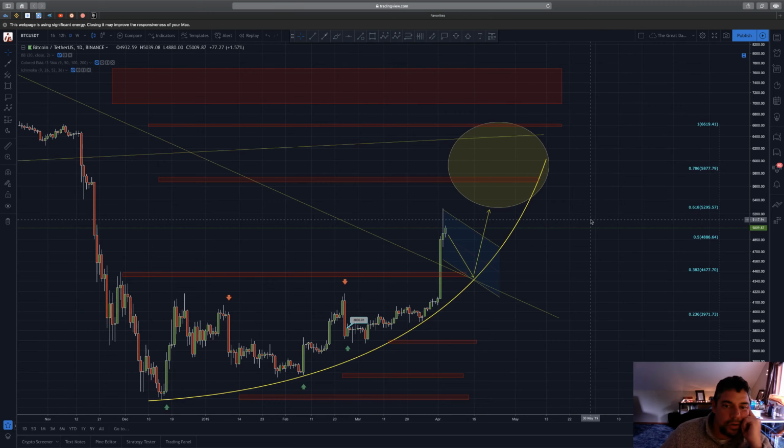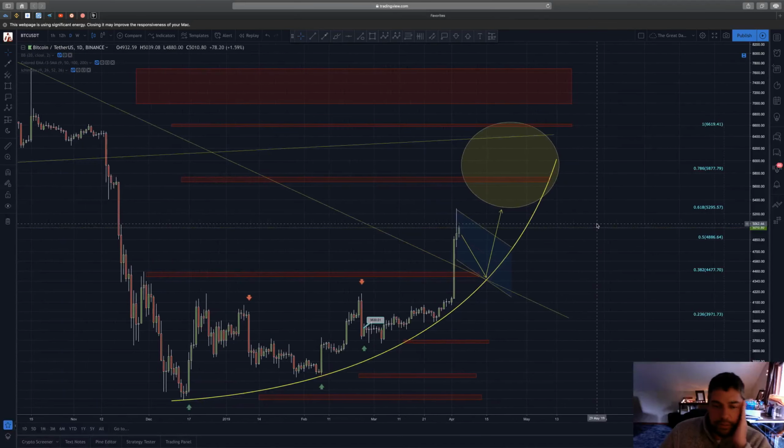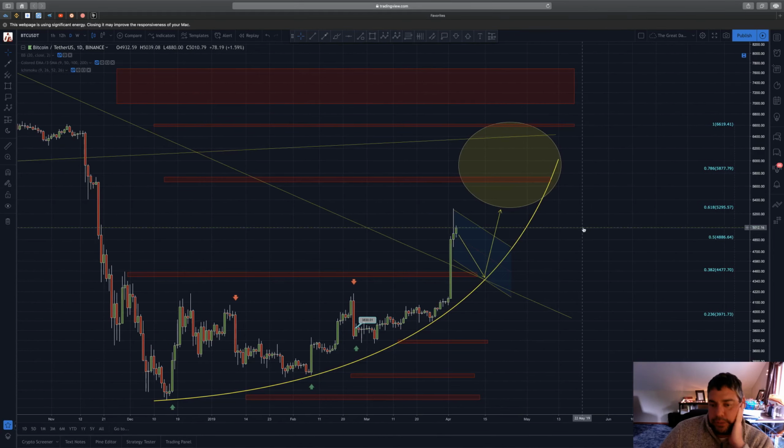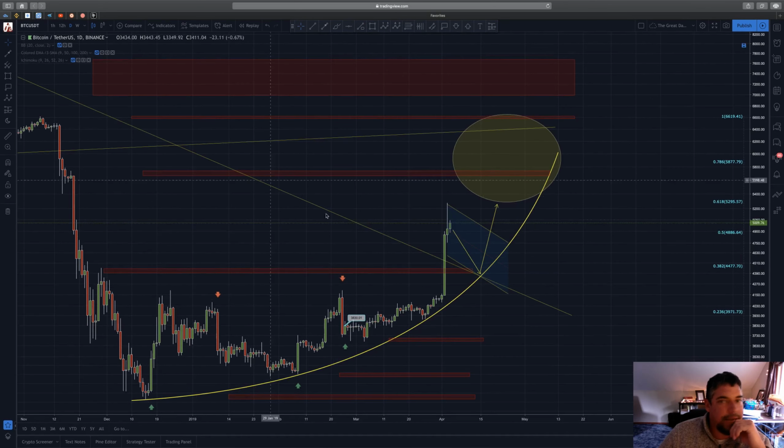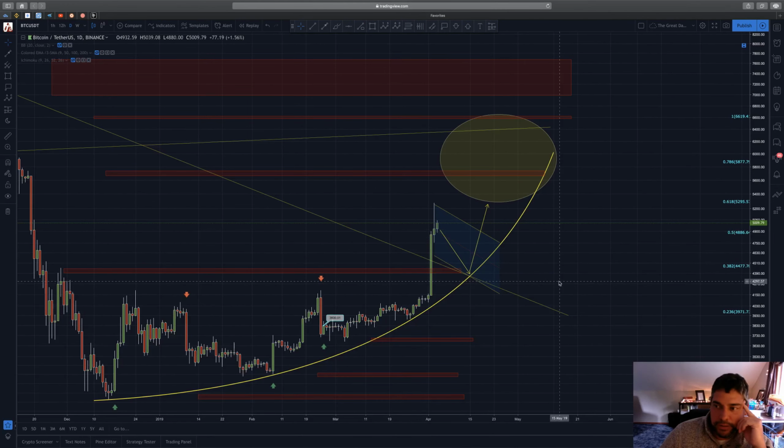Of course, you know, Bitcoin, it could just shoot right on up to the moon and throw my TA in the garbage. But that's kind of how I've been seeing it for a while. Just kind of this working its magic. The magic of Bitcoin and the trader who loves it.